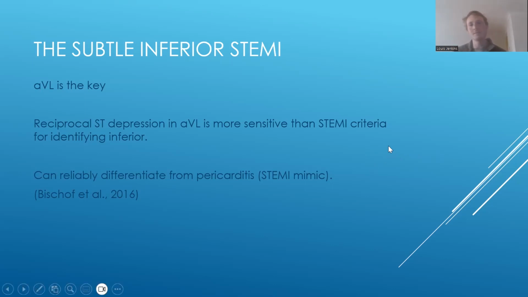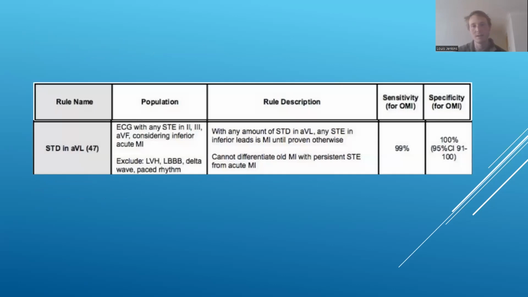Yeah, so AVL is the key, basically. If you're suspecting someone might be having an inferior infarct, if I've got those borderline looking ST segments in the inferior leads, have a look at AVL. Is it depressed? Is there an inverted T wave? If so, be really concerned, okay? And remember, this is for those patients who are presenting with ACS type chest pain, okay?